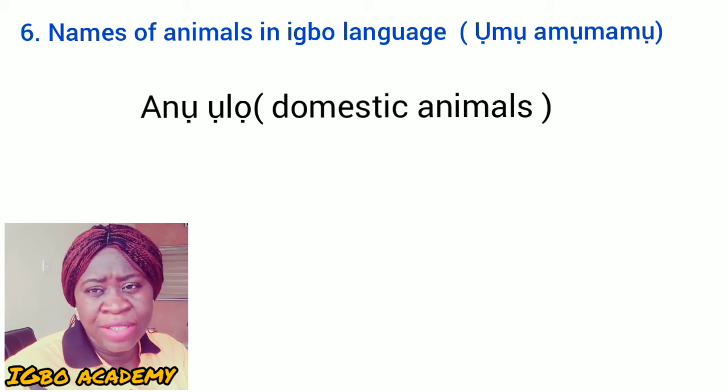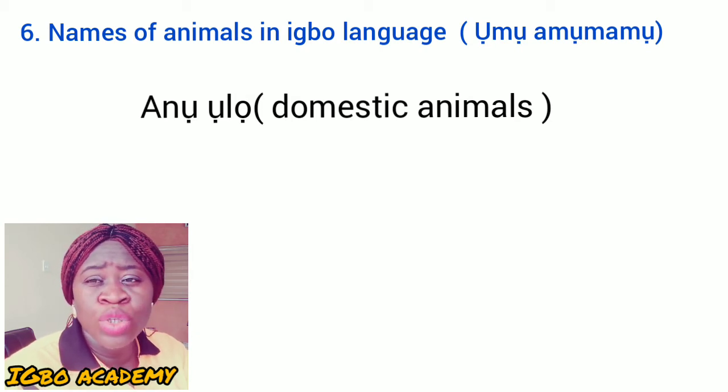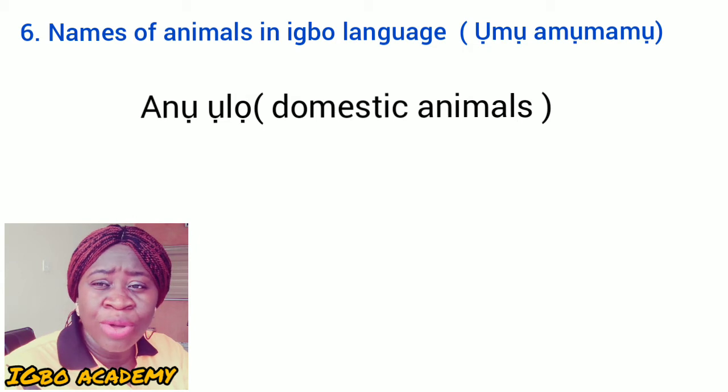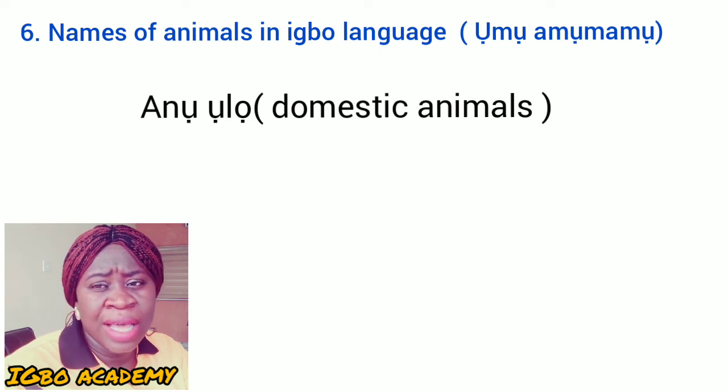So those are the 15 domestic animals that we've called out. And remember that the domestic animals are called anụlọ. That means they are the animals that we see at home.